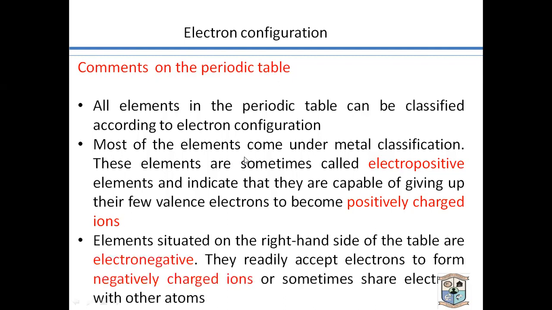The elements situated on the right-hand side of the table are electronegative. For example, fluorine and chlorine are electronegative elements, situated on the right-hand side of the periodic table. What does this mean? It means that they readily accept electrons to form negatively charged ions, or sometimes they share electrons with other atoms.